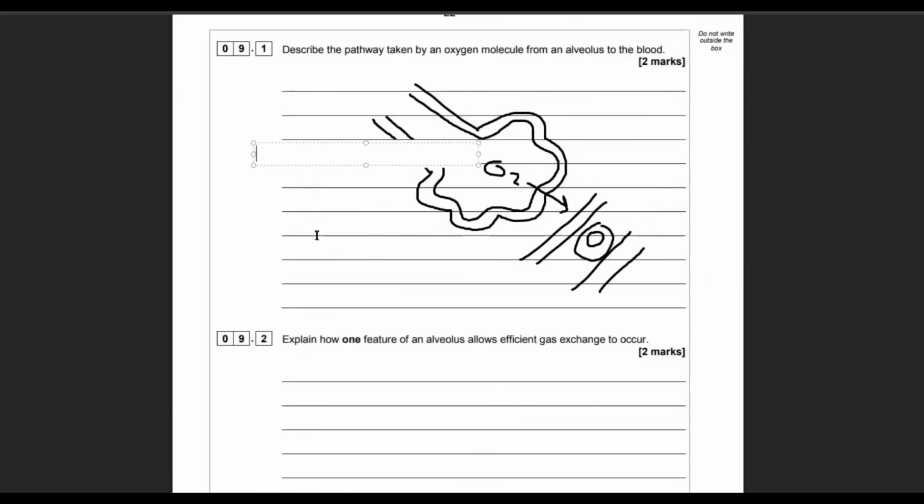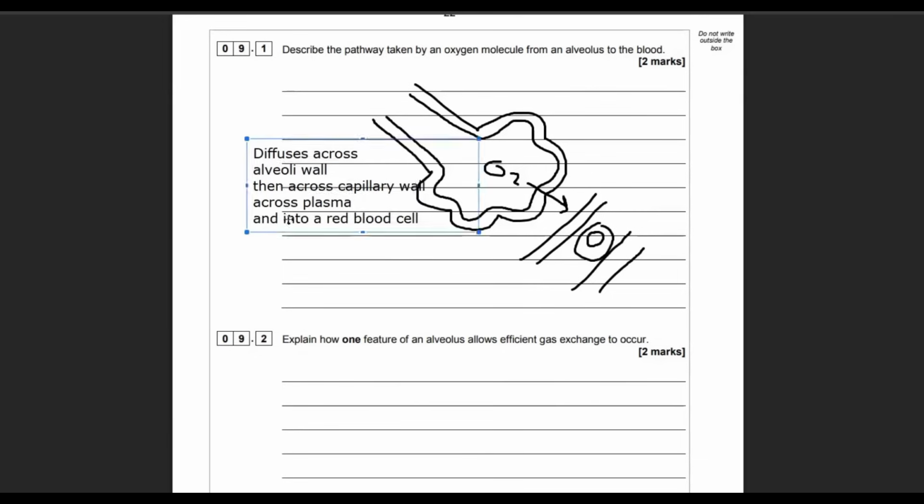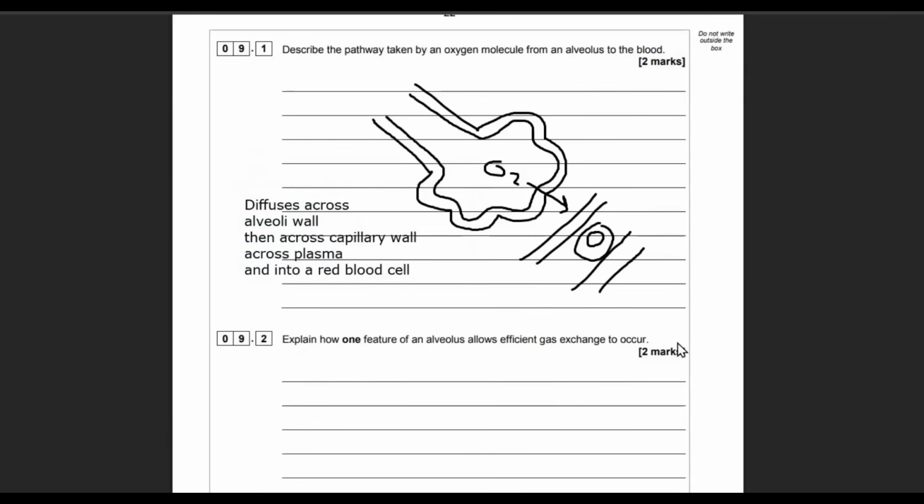Okay, so I want to say diffuses across alveoli wall, then across capillary wall, across plasma and into a red blood cell. Whether we have to say across the membrane of a red blood cell, it's probably advisable not to take any chances, because you just don't know until you look at the mark scheme which of these are on the mark scheme.